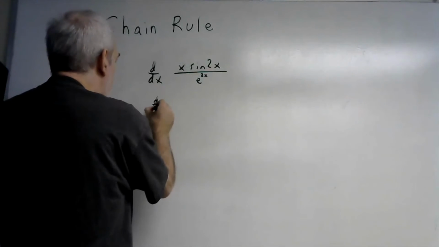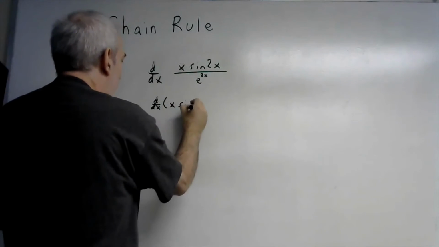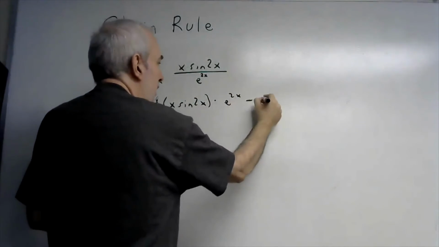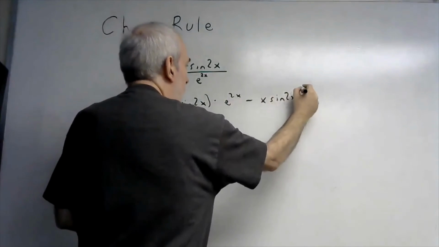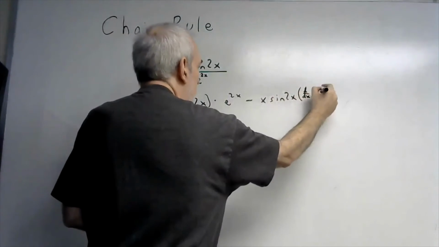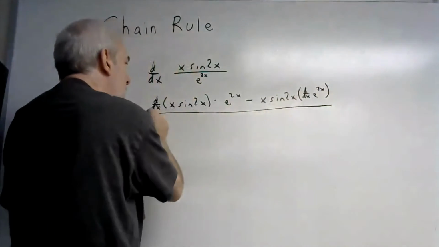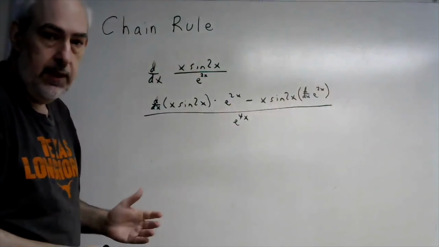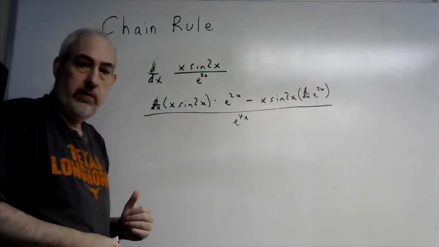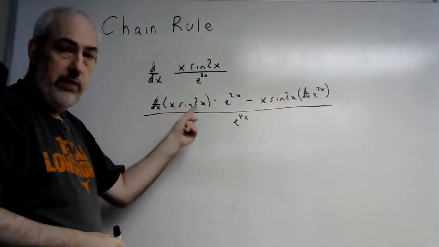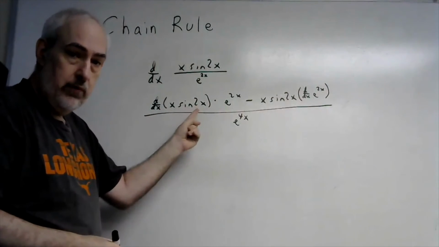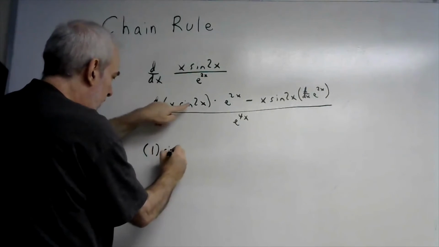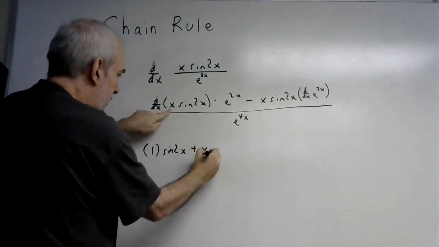And that is the derivative of the top times the bottom minus the top times the derivative of the bottom, all over the old bottom squared, which would become e to the 4x. Now we'll work out these two derivatives. This derivative is a derivative of a product, so we have to apply the product rule. Derivative of the first is 1 times the second plus the first.